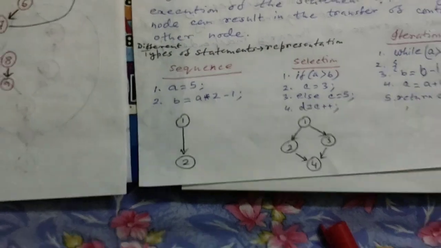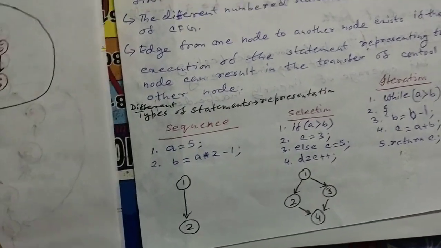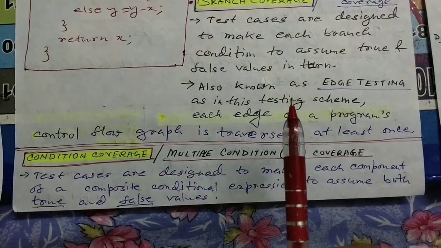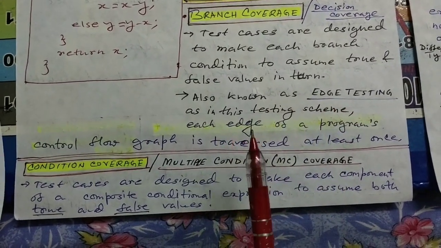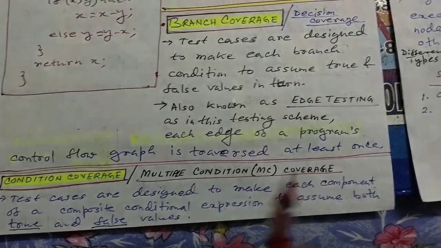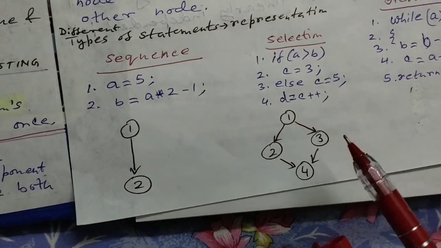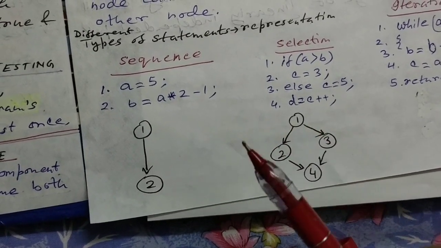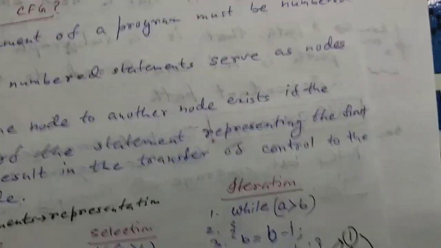Now you may remember that in the previous section we talked about branch coverage. It was also known as edge testing. In this testing scheme, each edge of a program's control flow graph is traversed at least once. So in branching, each edge of each branch will be tested at least once. That is called branch coverage. Next one, what is iteration?